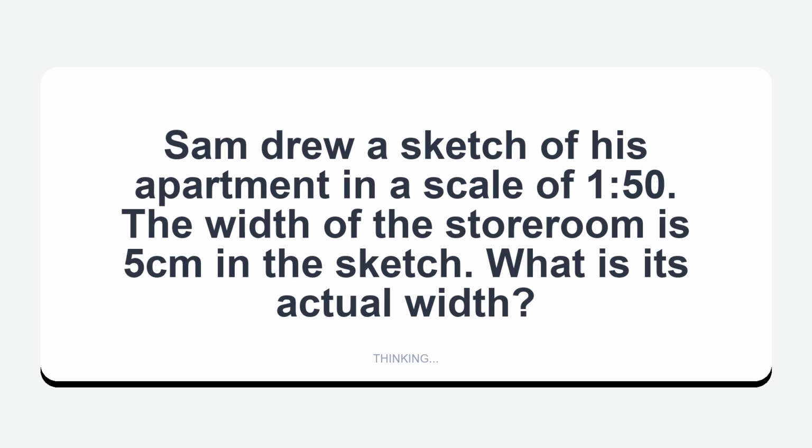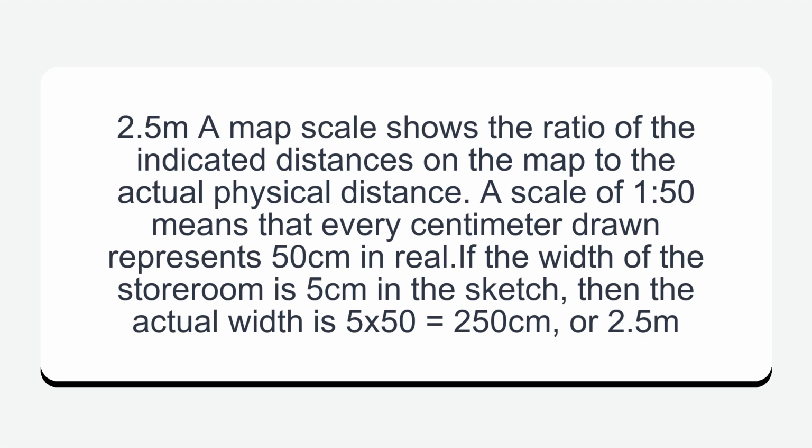Sam drew a sketch of his apartment in a scale of 1:50. The width of the storeroom is 5 centimeters in the sketch. What is its actual width? 2.5 m. A map scale shows the ratio of the indicated distances on the map to the actual physical distance. A scale of 1:50 means that every centimeter drawn represents 50 centimeters in real. If the width of the storeroom is 5 centimeters in the sketch, then the actual width is 5 × 50 equals 250 centimeters, or 2.5 m.